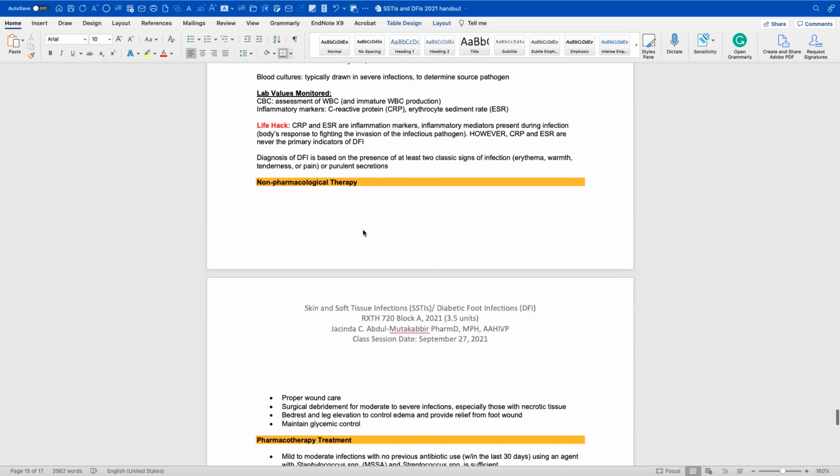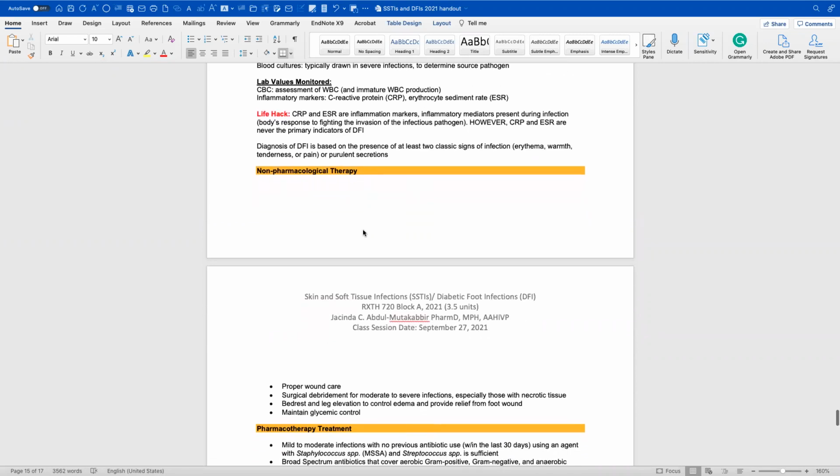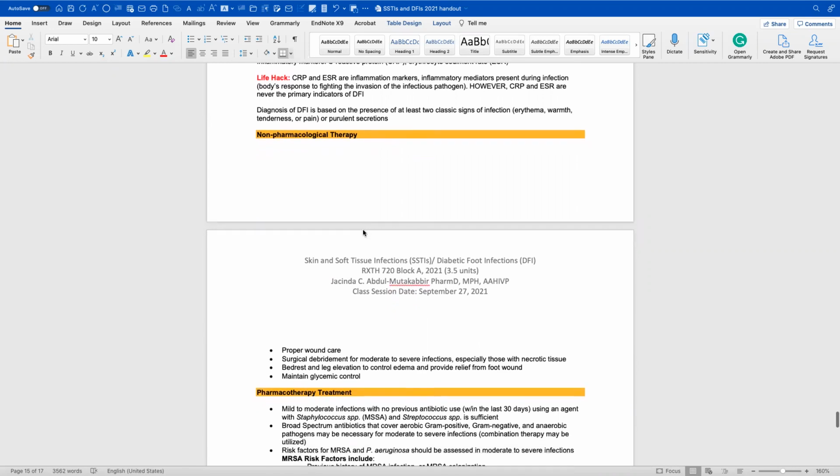So diagnosis of DFIs is based on the presence of at least two classic signs of infection, that being redness, warmth, tenderness or pain, or purulent secretions.